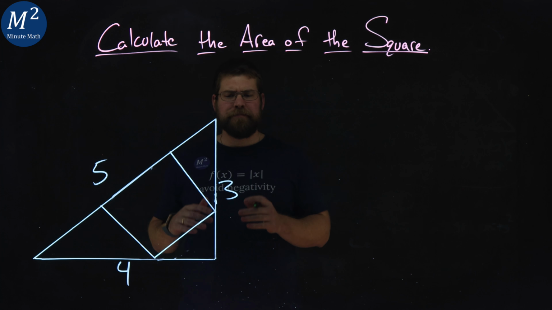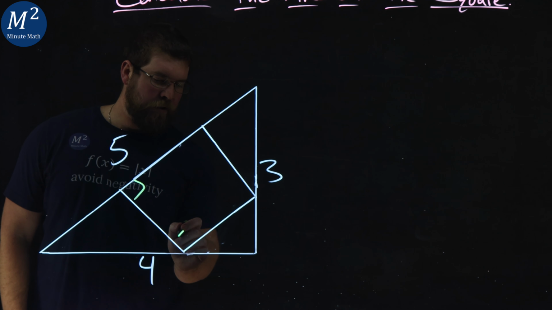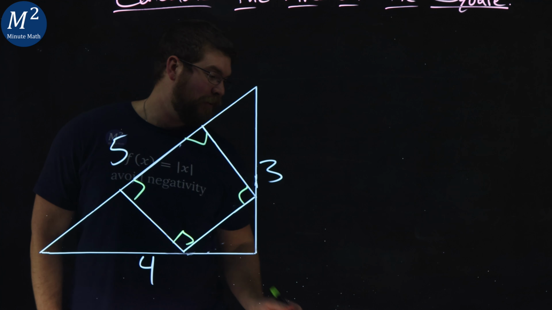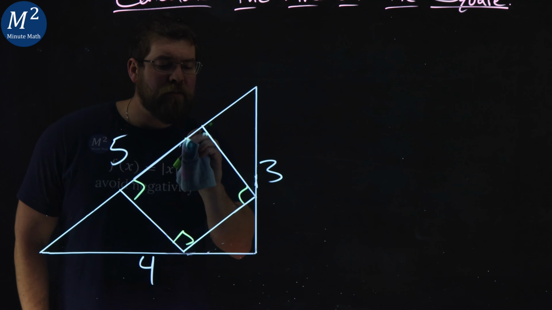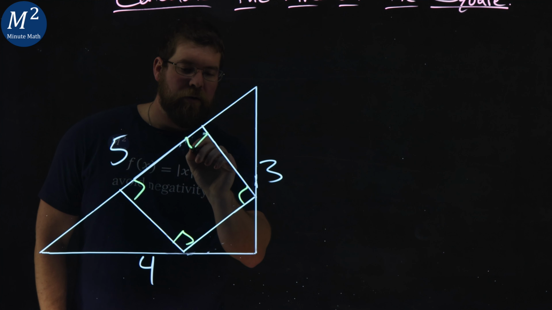All right, so like I said, we have a square on the inside, so that means we got some right angles going on here, okay? If I can draw right angles. Oh man, that was not even close. Hey, we all make mistakes. Good thing we have erasers, right? Don't write in pen.